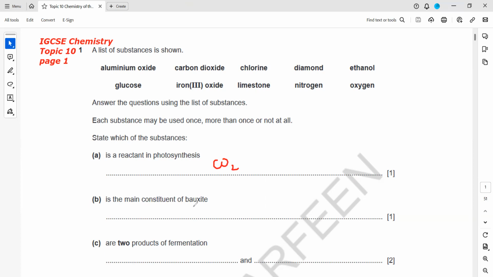What is the main constituent of bauxite? Aluminium oxide. Because bauxite is the ore of aluminium, so that's right.